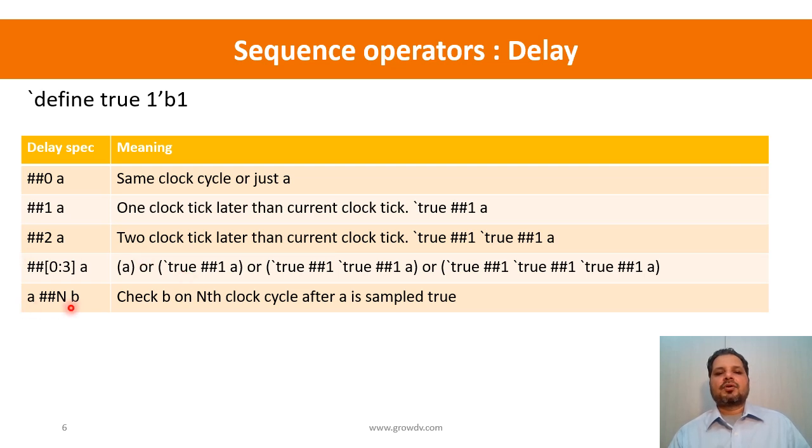And then of course you can do n, we can put any integral value over here, and then on the nth clock cycle, after nth clock cycle, if A is sampled and is found to be true, then A pound n b, of course this n has to be a constant integral value, and that will be satisfied.